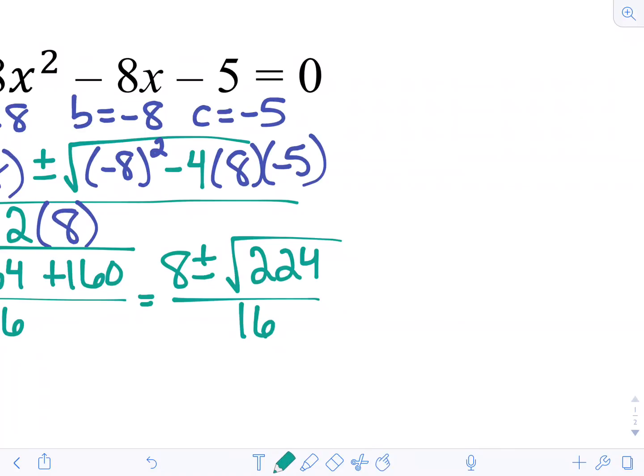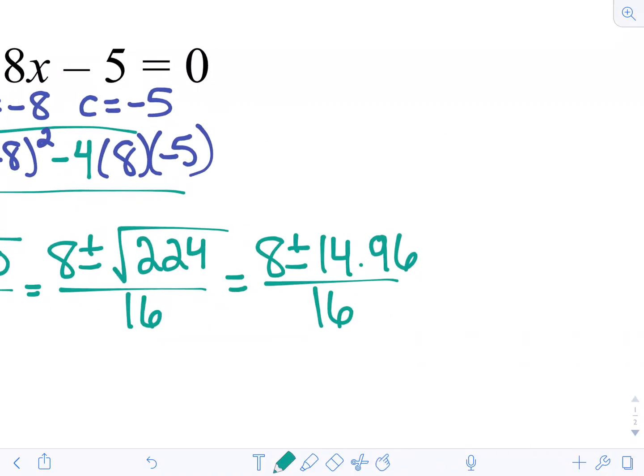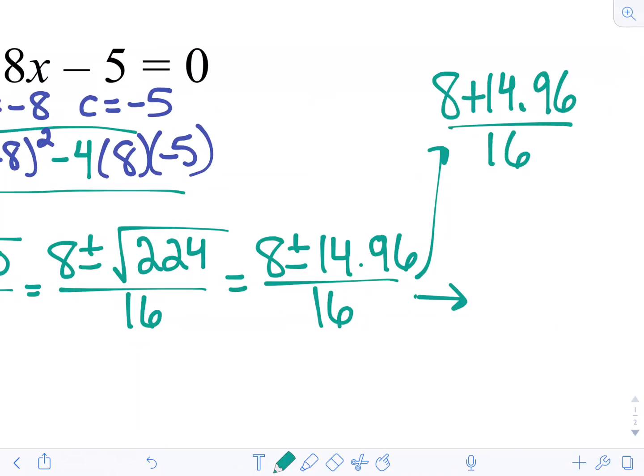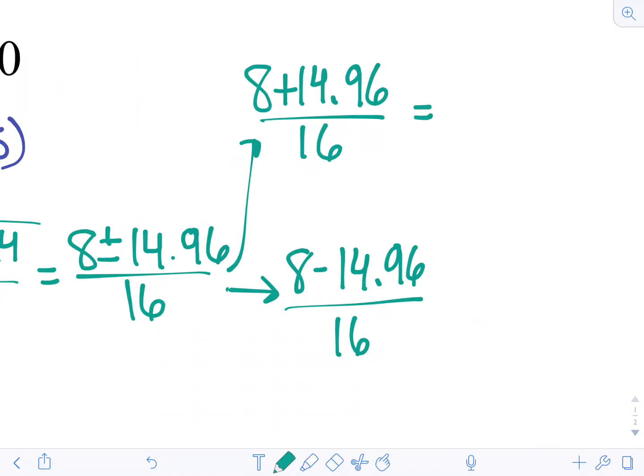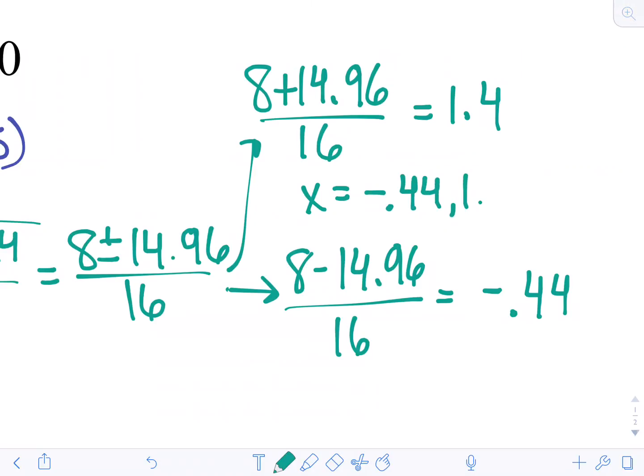Okay, so what we're going to do here is use a decimal for this because it's not a perfect square root. So we're going to go ahead and just round it to 14.96 divided by 16. So now what you have to do is the addition and subtraction. So 8 plus 14.96 divided by 16, and 8 minus 14.96 divided by 16. So when you do this, you should get 1.4, and here you should get negative 0.44. So your answers are negative 0.44 and 1.4.